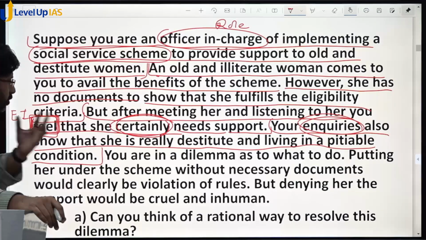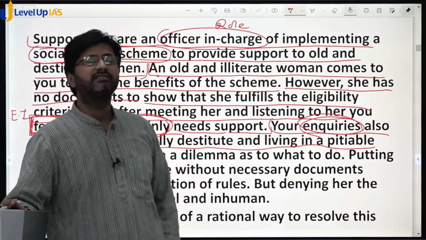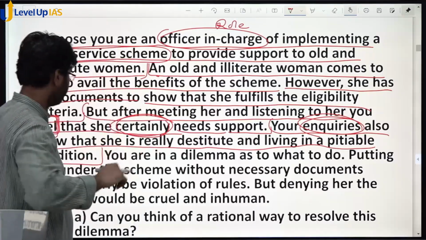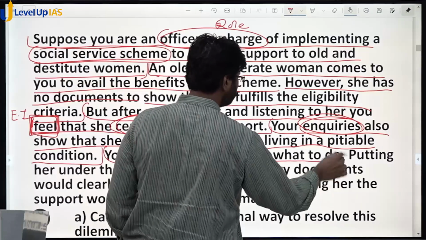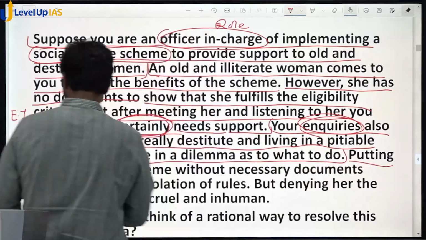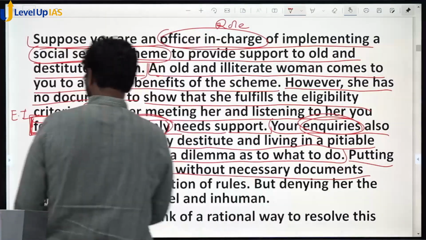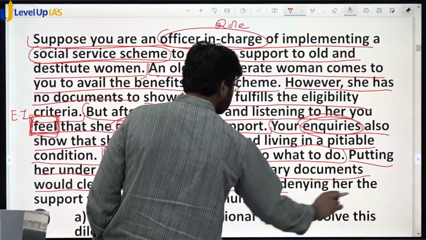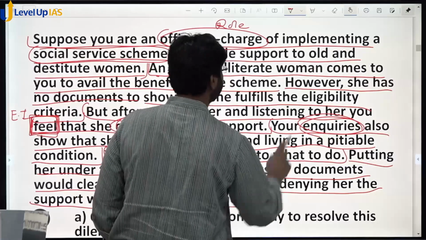So roughly, now there is almost sufficient reason for you to go ahead with assuming that she is eligible. Now what is the dilemma? You are in a dilemma as to what to do. Putting her under the scheme without necessary documents would clearly be a violation of the rules, but denying her the support would be cruel and inhuman.